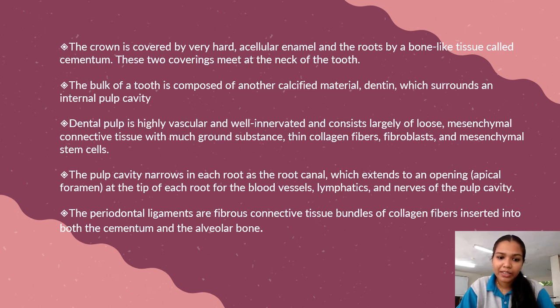Dental pulp is highly vascular and well innervated and consists largely of loose mesenchymal connective tissue with much ground substance, thin collagen fibers, fibroblasts, and mesenchymal stem cells. The pulp cavity narrows in each root as a root canal, which extends to an opening, the apical foramen, at the tip of each root for the blood vessels, lymphatics, and nerves of the pulp cavity. The periodontal ligaments are fibrous connective tissue, bundles of collagen fibers inserted into both the cementum and the alveolar bone.